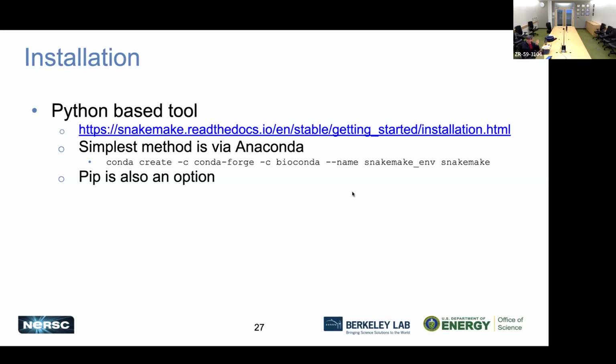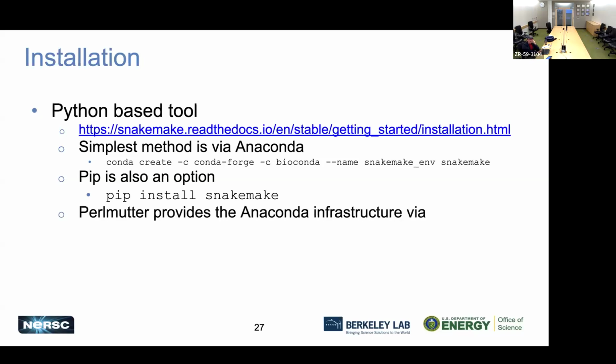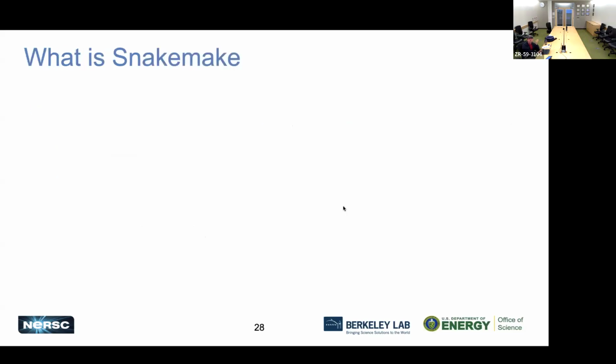You can also get it with pip. That's another option for getting it. pip install snakemake. And on Perlmutter, as I said, the Anaconda infrastructure comes from module load python.